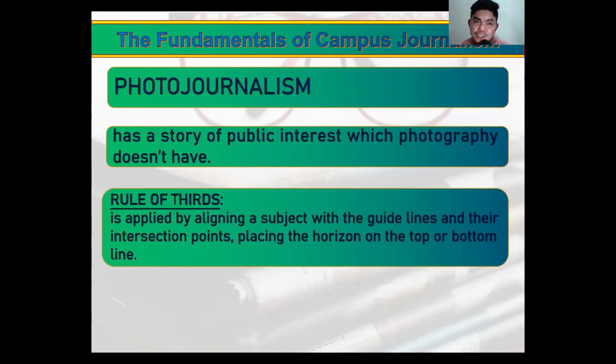Then, when taking pictures, you also have to take note of this rule. The rule of thirds is applied by aligning a subject with the guidelines and their intersection points, placing the horizon on the top or bottom line. This could be easily done when your camera or your phone has a grid. So you'll be able to follow the rule of thirds.